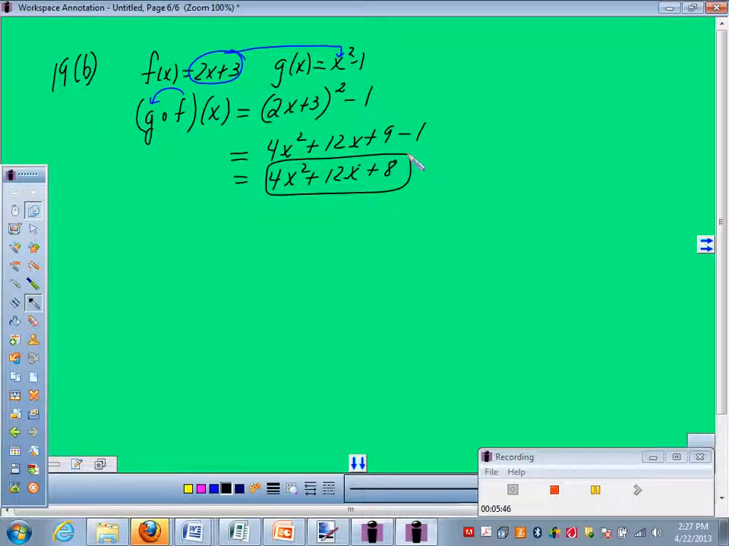Now, they're not asking you to factor, they just want you to find a new function, so you get to quit, you don't have to solve it. But yes, you could pull a 4 out of it, and there's other stuff you could do to it.